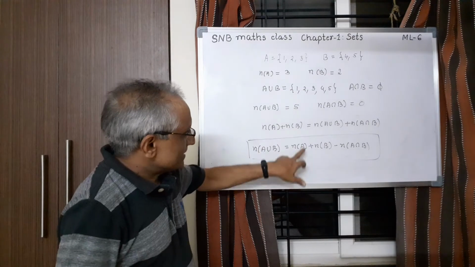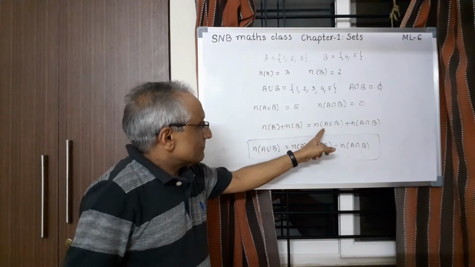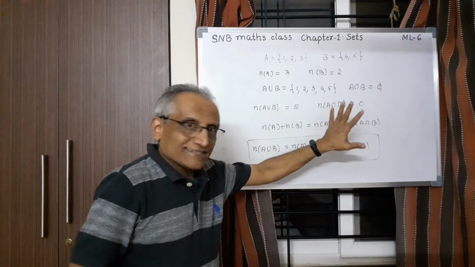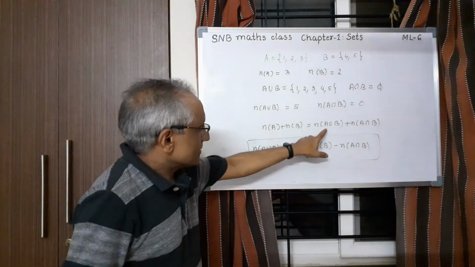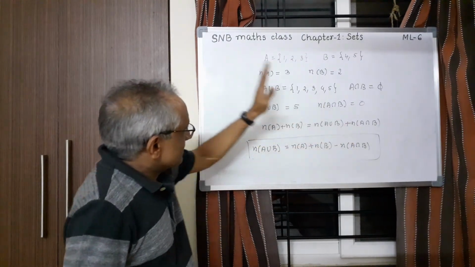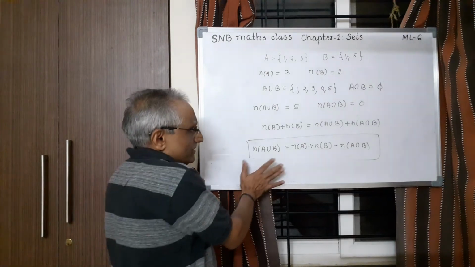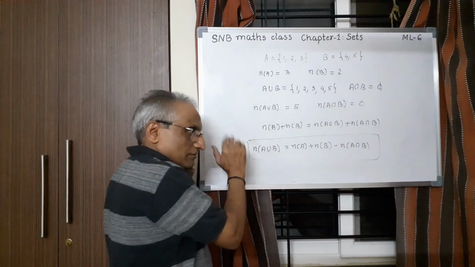So this formula is the same as this one, because here number of A union B is on one side, and number of A intersection B on the other side. But what we have done is, number of A union B we have taken on one side, and A intersection B we are taking to this side with a minus. That is the only thing. These two are the same. But normally we take this as the formula and solve the problem.